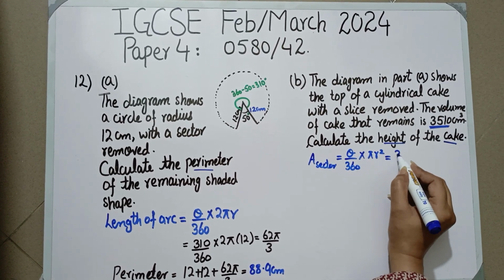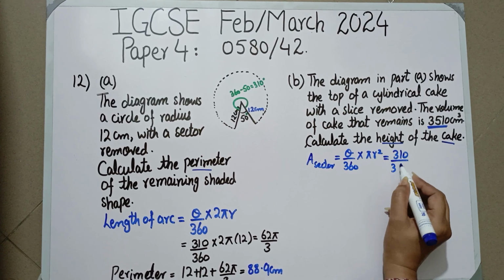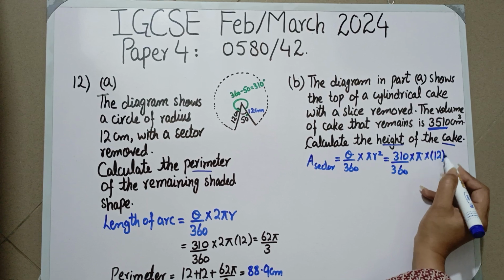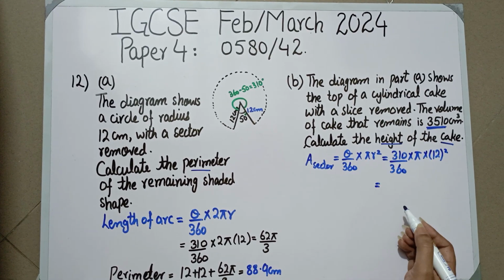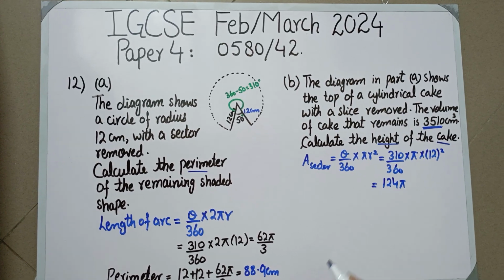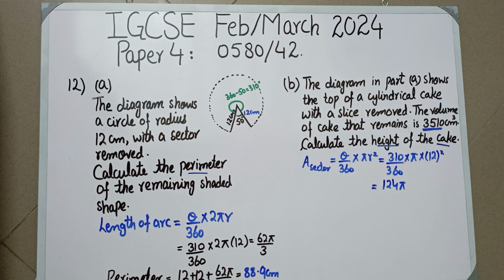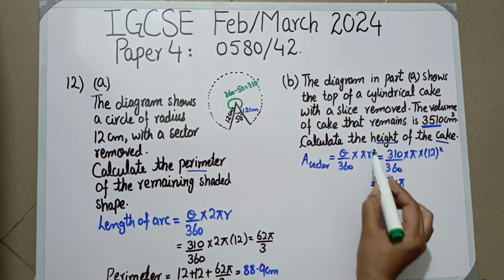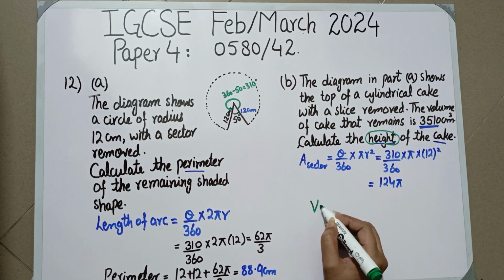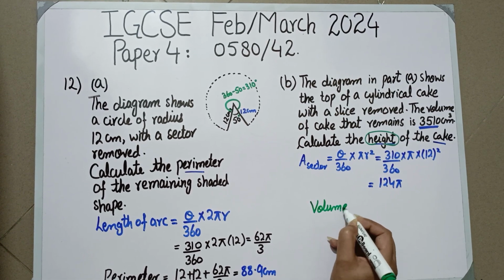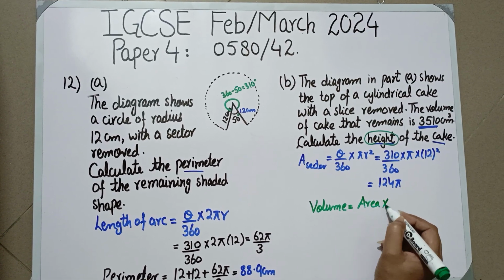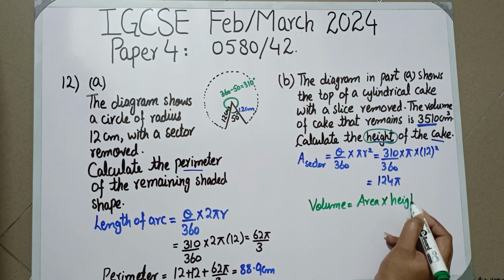Substitute the values over here. 310 by 360 multiply pi multiply 12 square. After calculating it, you will get the answer 124 pi. But here you have to find out what? You have to find out the height of the cake as per demand of the examiner. So use the formula for volume. Volume is equal to area of a sector multiply by height.